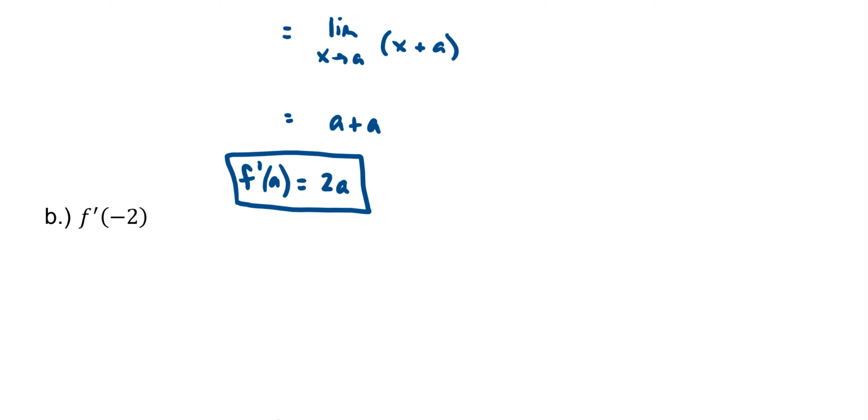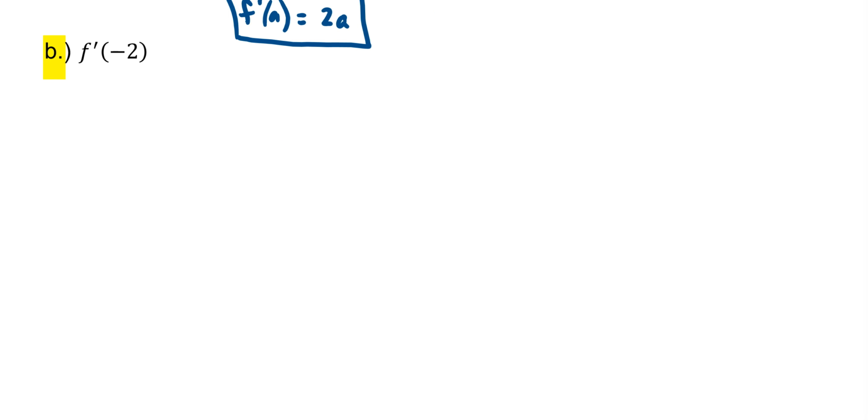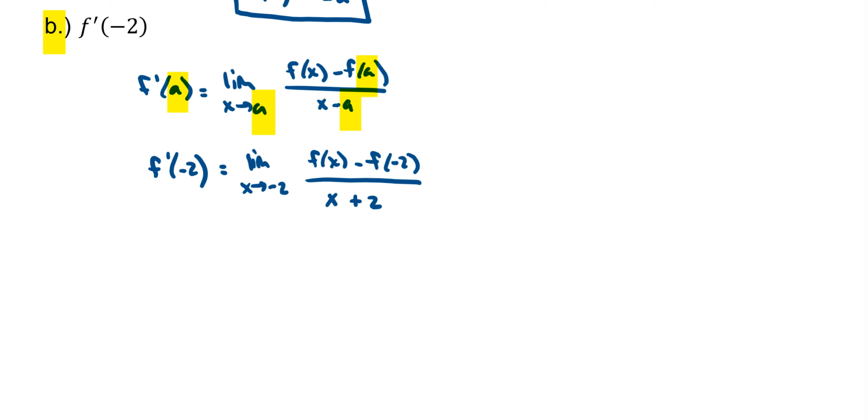So for example, if we want to find f prime of negative 2, we now have two different ways to do this. This first one is going to be using that same formula. Let's set it up the same way. Just our generic formula, f prime of a equals limit as x approaches a of f of x minus f of a over x minus a. We want to find f prime of negative 2. So we're going to go ahead and replace all of these a's with a negative 2. So we have limit as x approaches negative 2, f of x minus f of negative 2. And then instead of writing x minus negative 2 in the denominator, I just changed that to x plus 2.